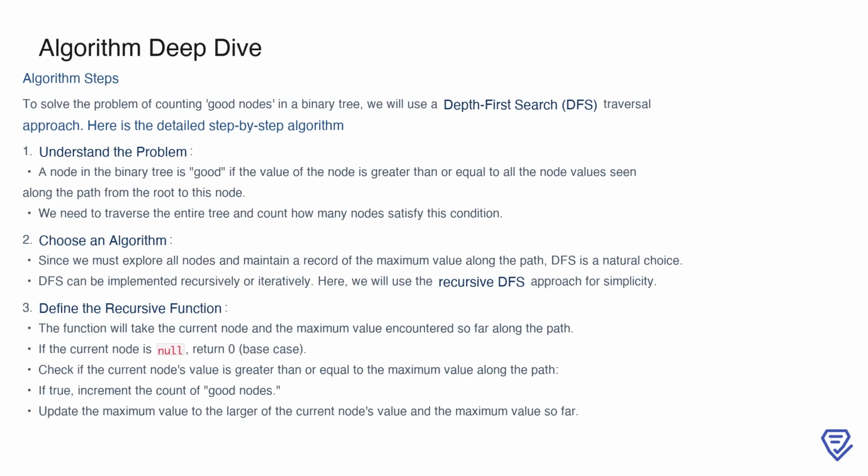The recursive function will take two parameters: the current node we're visiting and the maximum value observed along the path leading to this node. If the current node is null, this will be our base case, and we will simply return 0. For non-null nodes, we'll check if the current node's value is greater than or equal to the current maximum. If it is, we increment our count of good nodes. We then update the maximum value to reflect the larger of the current node's value or the previously recorded maximum.